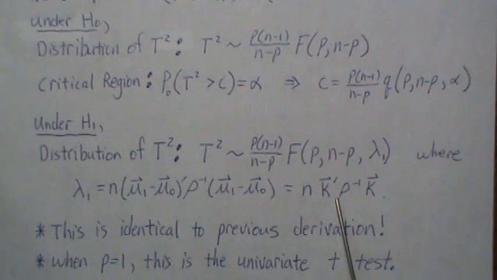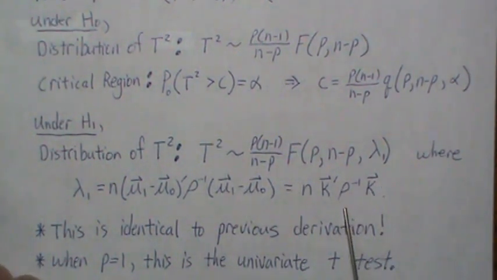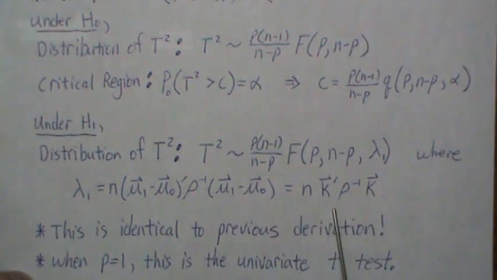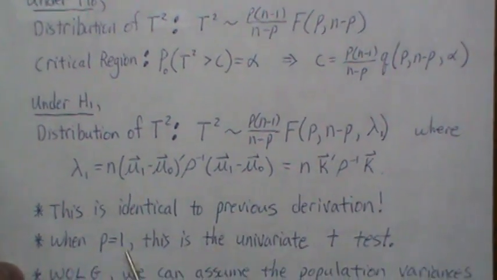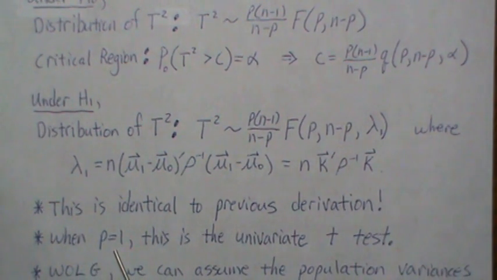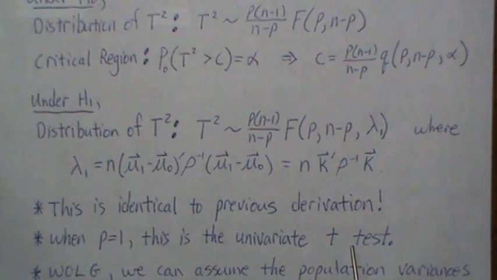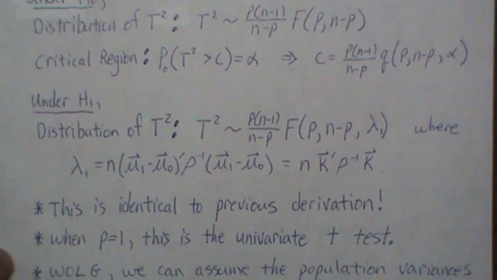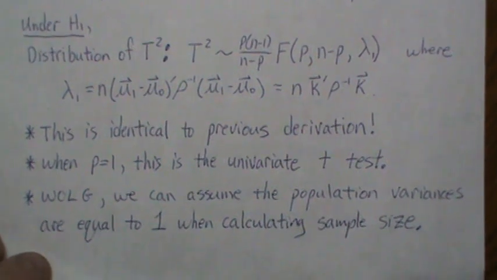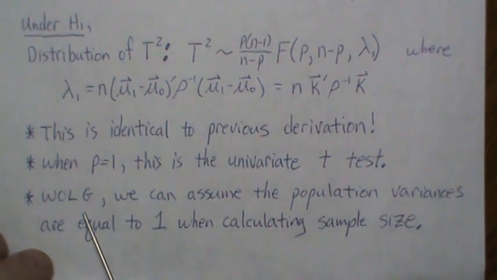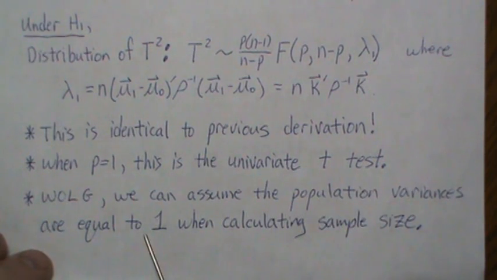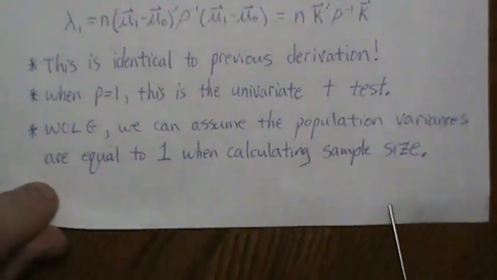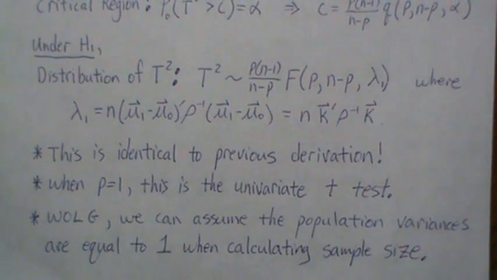So calculating sample size under the first scenario is 100% the same as calculating it when we assumed that the variances were 1. And note that when p is equal to 1, so it's the univariate case, this is the univariate t-test. If we're going to find sample size in the t-test setting, we also assume without loss of generality that the population variance is 1, and we just want to detect a certain standard deviation shift in our mean vectors. So without loss of generality, we can assume the population variances are equal to 1 when we're calculating sample size. And that's the justification for it.